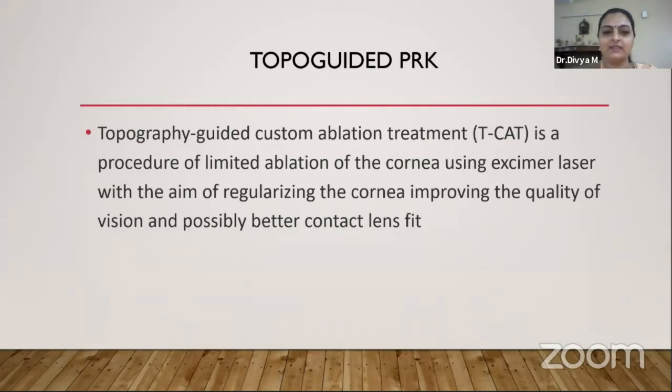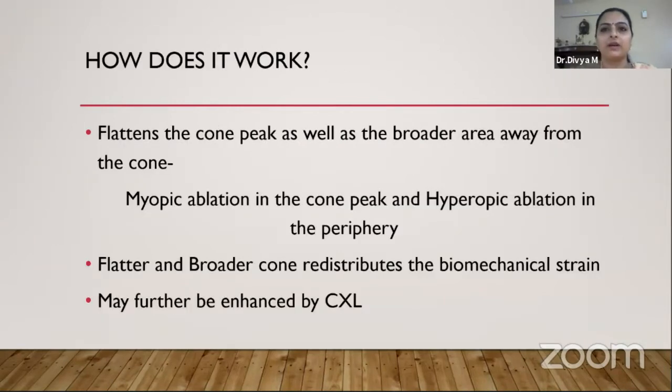So it's basically a custom ablation treatment and a procedure of limited ablation of the cornea using excimer laser with the aim of regularizing the cornea, improving the quality of vision, and possibly better contact lens fitting as well. So how does it actually work? As I already told you, it's only done to improve the topography and the corrected distance visual acuity. The refraction is not predictable. You cannot predict. It is only done to give you a good topographic structure of the cornea.